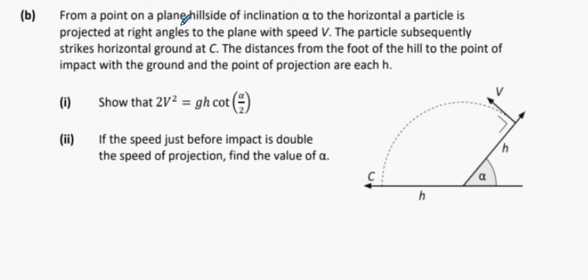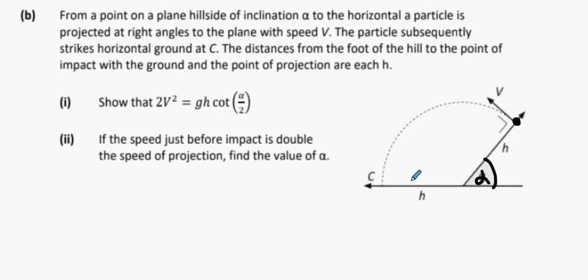From a point on a plane hillside of inclination alpha to the horizontal, so alpha to the horizontal, and we are here. It's projected at a right angle to the plane, and the particle subsequently strikes the horizontal ground at C. The distances from the foot of the hill to the point of impact on the ground are each h. Okay, grand.